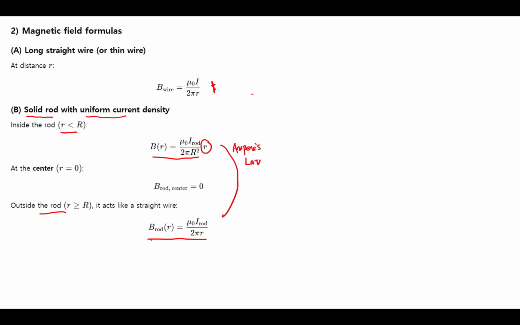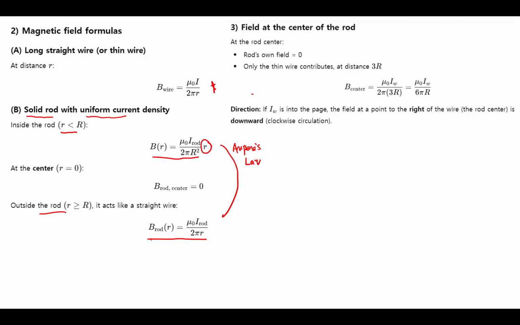Okay. Now we have to consider all the formulas one by one. So, field at the center of the rod. At the center, because the coordinate at the center of the rod is given as r equal to 0, the magnetic field of the rod's own field is 0. Only the thin wire contributes, at the distance of 3r.